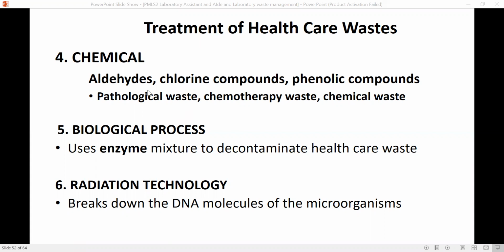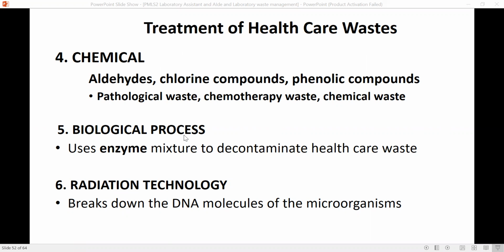So, for the dead people, they put formalin to preserve, right? Then chlorine compounds, phenolic compounds, the Lysol, di ba? Chemical is also used to treat chemotherapy waste and chemical waste. When it's chemical waste, they neutralize it prior to disposal. And these two are not commonly used.